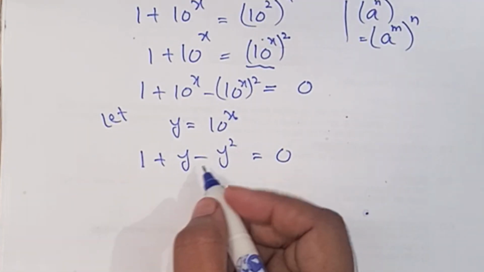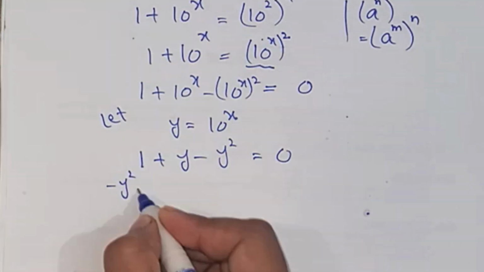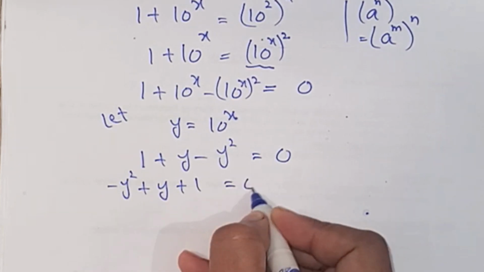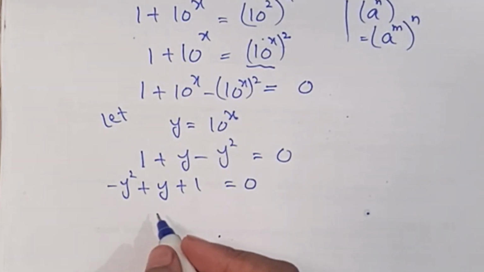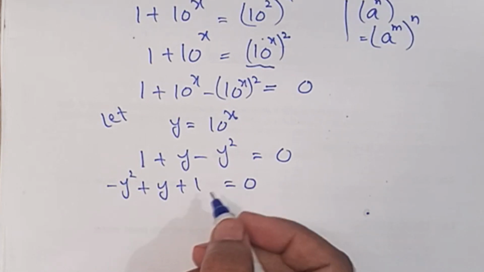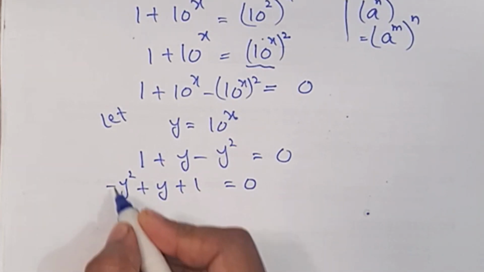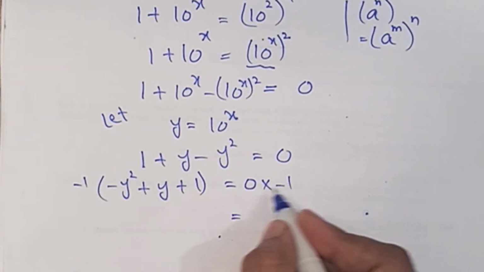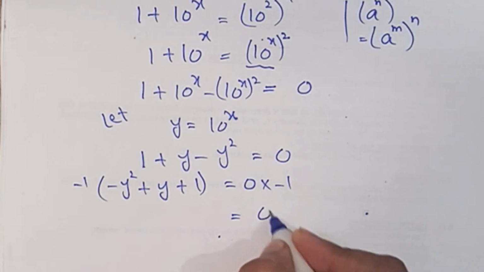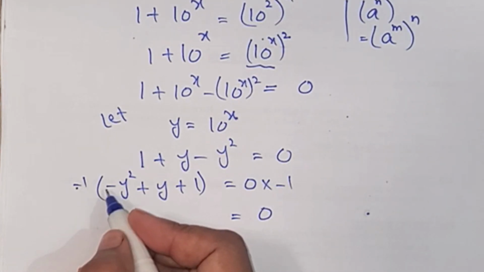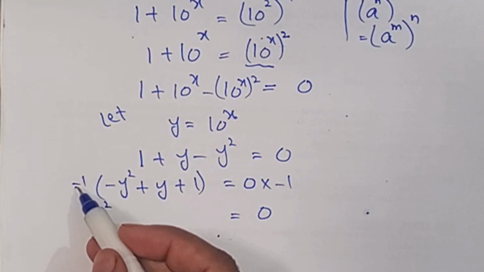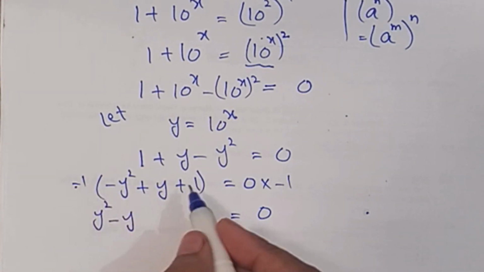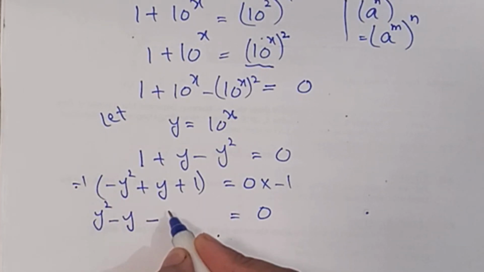Now we rearrange this equation, so we write it as minus y squared plus y plus 1 equal to 0. In the next step, multiply this equation by minus 1 on both sides. Multiplying 0 by any number gives 0. So this becomes positive y squared, then minus 1 times plus y gives minus y, and minus 1 times plus 1 gives minus 1.